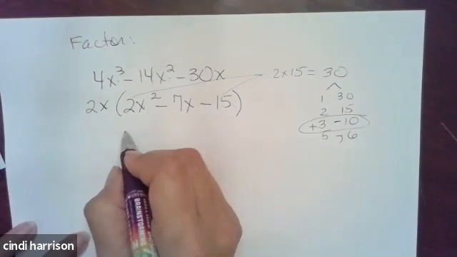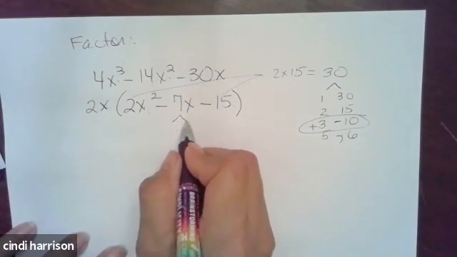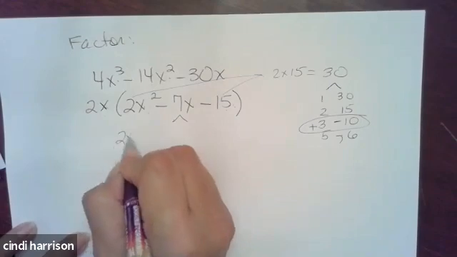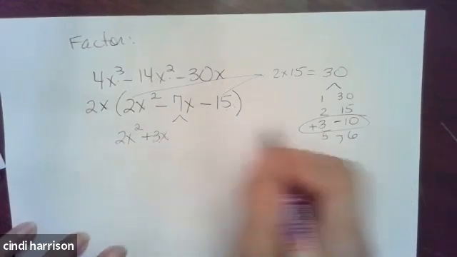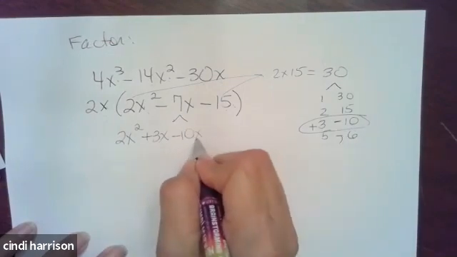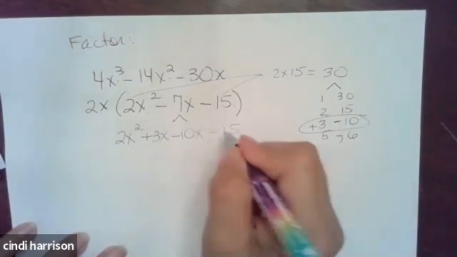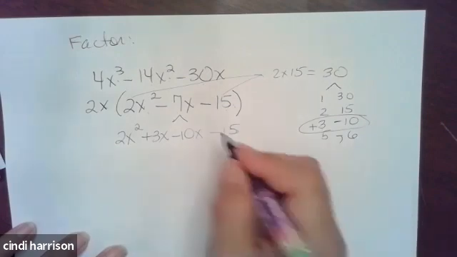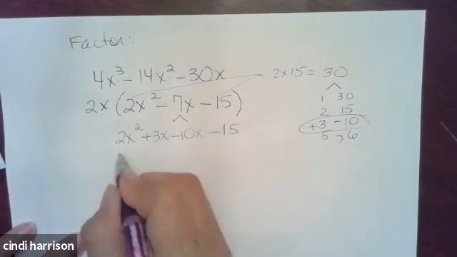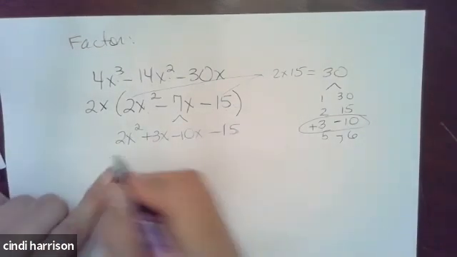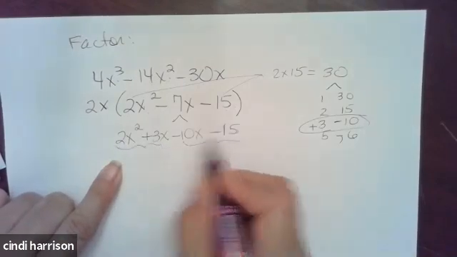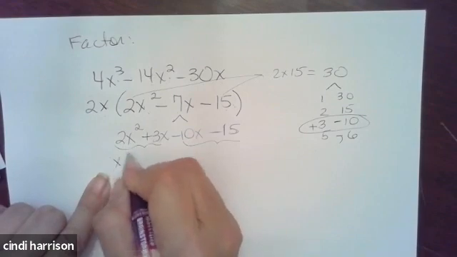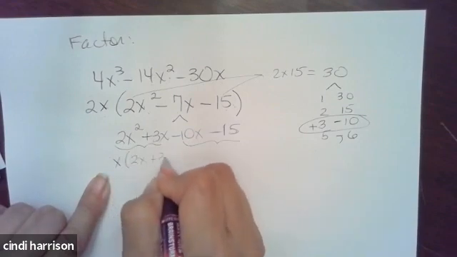So remember, we're going to rewrite this by rewriting the middle term. So I have 2x squared plus 3x minus 10x minus 15. And then factor each pair. So here's a grouping problem for us. We need to factor this pair and this pair. So here I can factor out an x, and that leaves 2x plus 3.